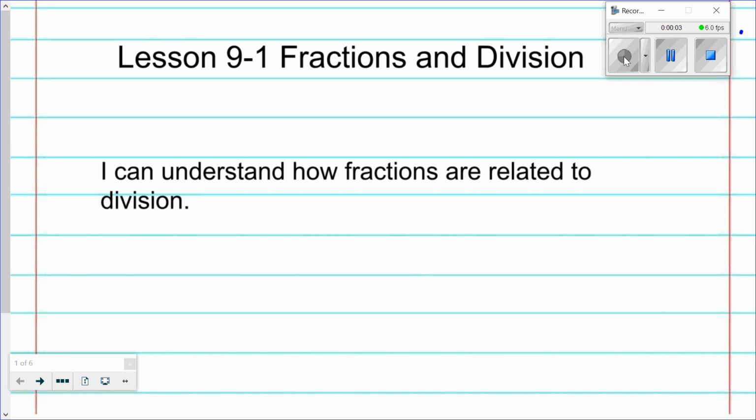Hi students, welcome to lesson 9-1, Fractions and Division. Our I can statement today says, I can understand how fractions are related to division. Please take a moment, write down your lesson title and the I can statement. Press pause if you need to.